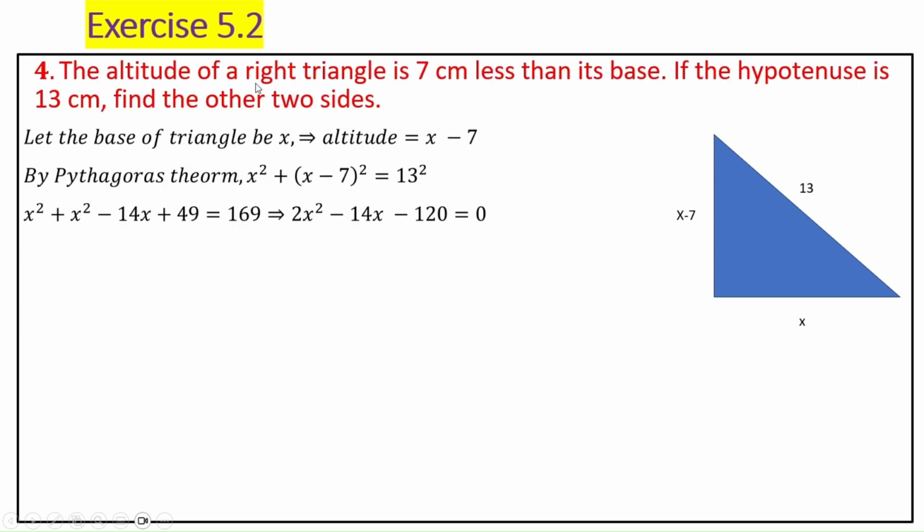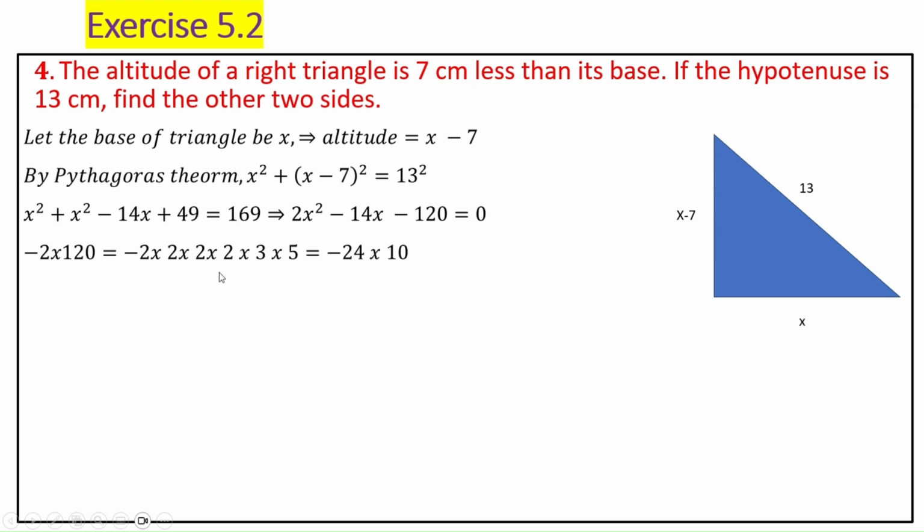Next. The altitude of a right angle triangle is 7 centimeters less than its base. Okay, altitude or the height is 7 centimeters less than its base. So if you take base as x, altitude is x minus 7. Which means you apply Pythagoras theorem, it will become x square plus x minus 7 whole square equal to 13 square. Now you just solve it.